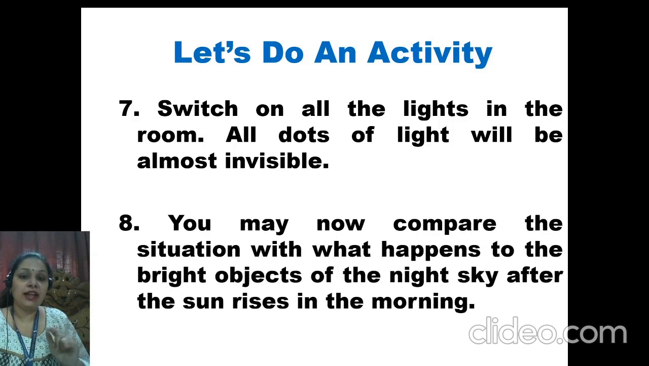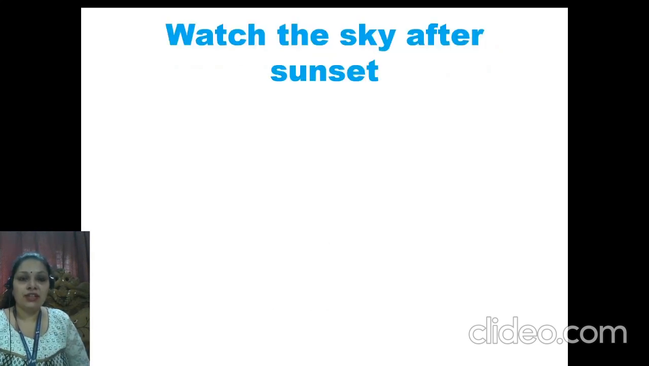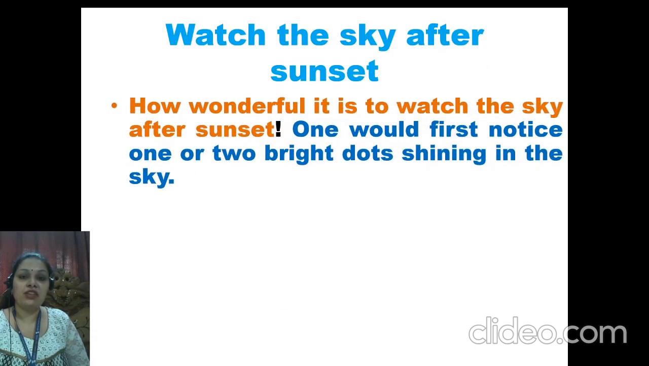This means that at night you can see the twinkling dots which look just like stars, but when you switch on the light in the room, the dots are almost invisible. You may now compare the situation with what happens to the bright objects of the night sky after the sun rises in the morning. Where do they go? They are in the sky only, but they become invisible. We are not able to see them because of the sun's light. Yes, this is a very good activity which you have to try at your home.